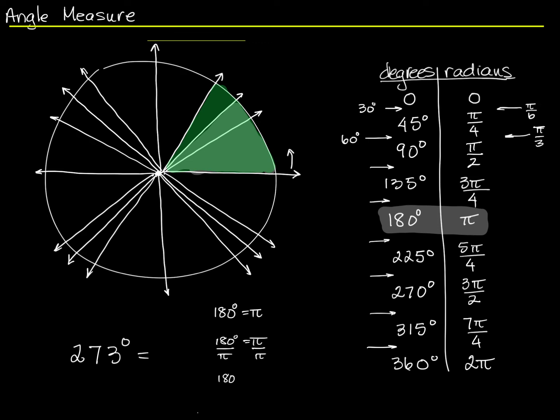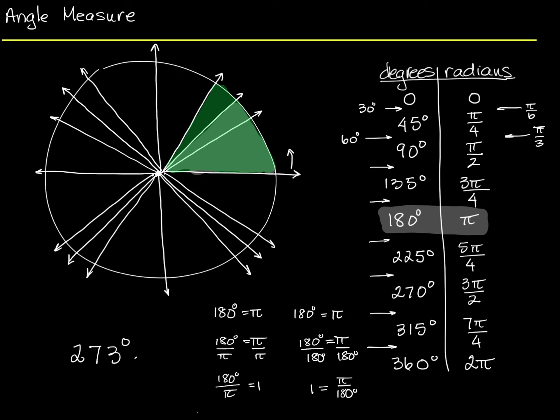And I'd get 180 degrees divided by pi radians is equal to 1. Equally, I could divide both sides by 180 degrees. And I'd get that 1 is equal to pi over 180 degrees. In other words, the ratio between these two things, no matter which one's on top, is 1. So if I take any angle measure and multiply it by either of those ratios, I'm really just multiplying it by 1.